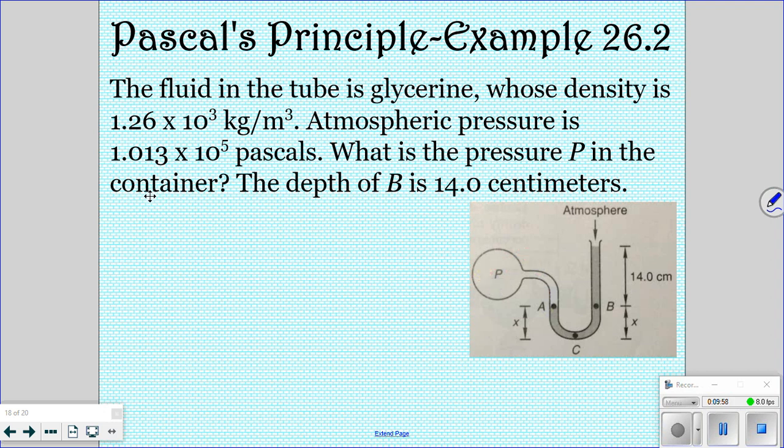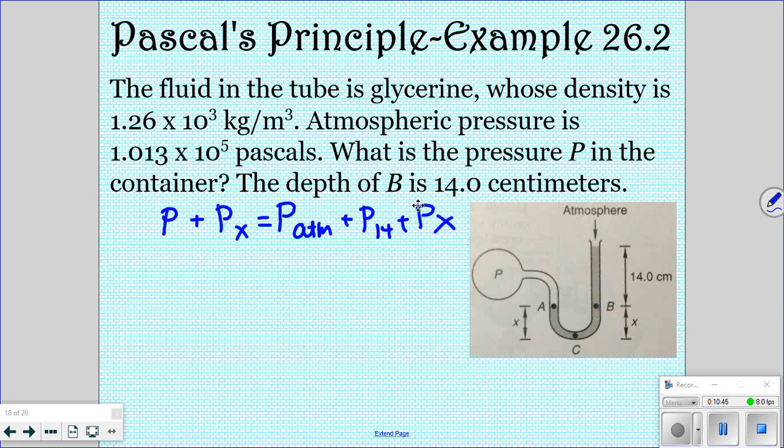The pressure on the left and on the right have to be equal. And so the pressure on the left is P. And then there's also the pressure of this X depth. We don't know what it is. And then on the right side, we have the atmosphere's pressure. So I'm going to write P of the atmosphere. You also have the pressure of the 14 centimeters deep. And then you have the pressure of the X part. And if you notice, the pressure of the X part is the same on both, so that cancels. So we really just have the P, the pressure of the atmosphere, and the pressure of the 14 centimeters part.